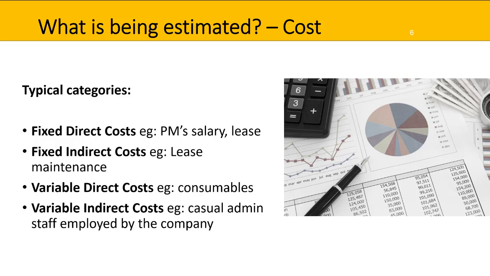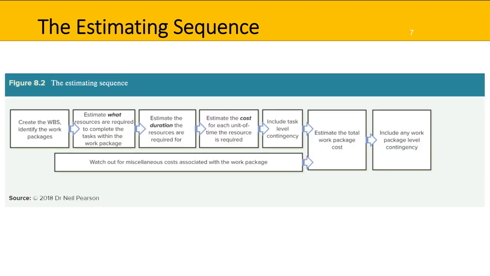You may also then consider variable indirect costs. So again, these might be costs covered by the company as a whole, but that the project team may access. So for example, the casual administrative staff employed by the company, they might meet and greet your project management stakeholders, but they're not exactly a direct cost to the project. And this is the estimating sequence.